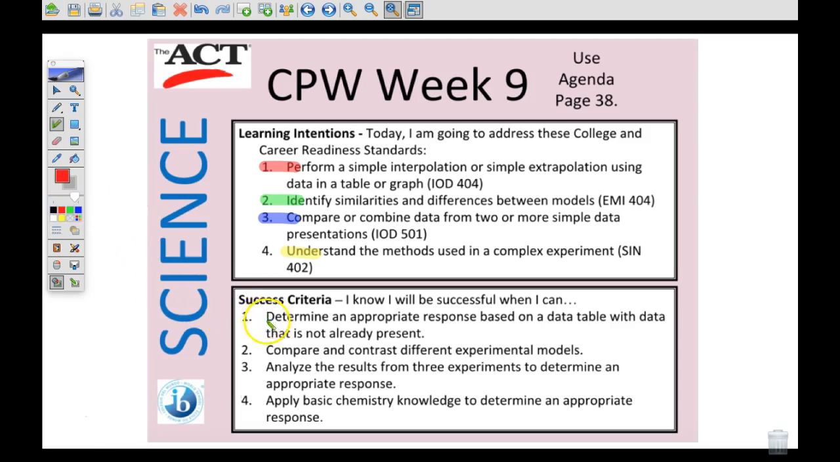So we're going to know we're successful when we can, 1, determine an appropriate response based on a data table with data that's actually not there. We're making a prediction. And number 2, we'll compare and contrast different experimental models. In number 3, we'll analyze the results from the 3 experiments given to determine an appropriate response. And our last question, we'll have to apply basic chemistry knowledge to determine the right answer.